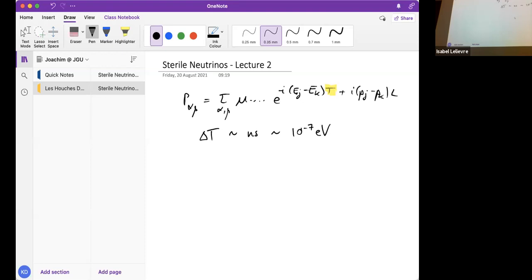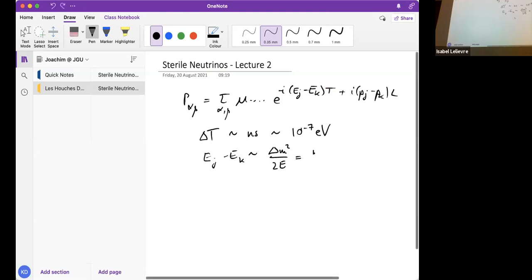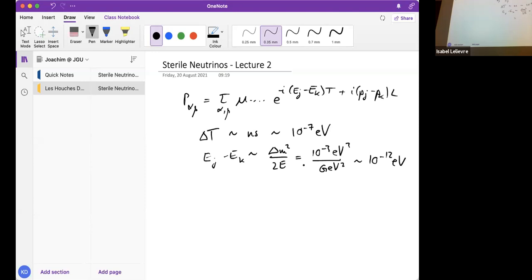A nanosecond is something like order 10 to the minus 7 inverse eV. On the other hand, the first factor, the E_j minus E_k, is typically of order delta m squared over 2E. Now delta m squared is 10 to the minus 3 eV squared. E is maybe a GeV. So that's a number of order 10 to the minus 12 eV, say. And to show that this is the right expression for the energy difference, you can, for instance, do an explicit calculation for the case of pion decay.